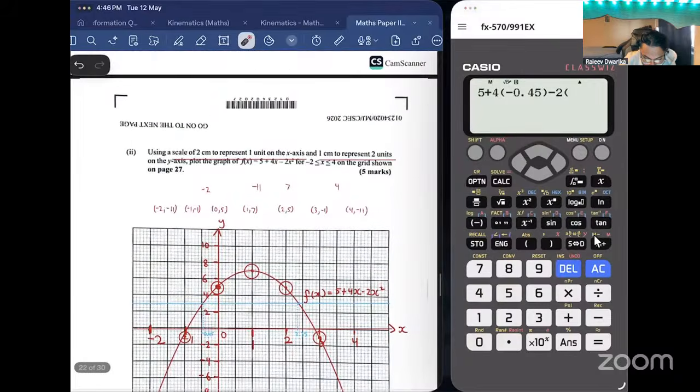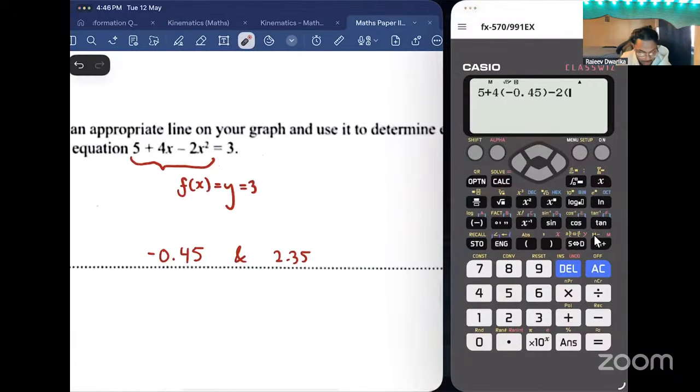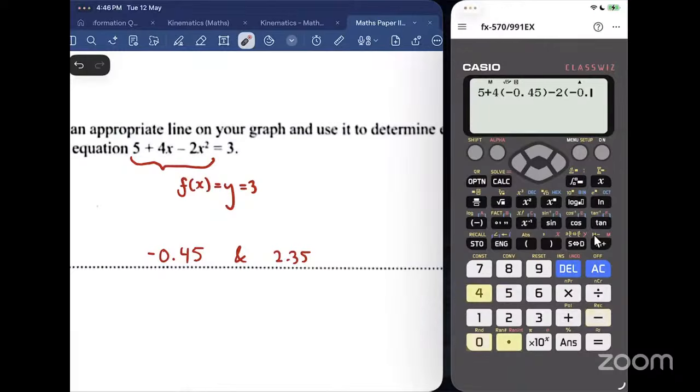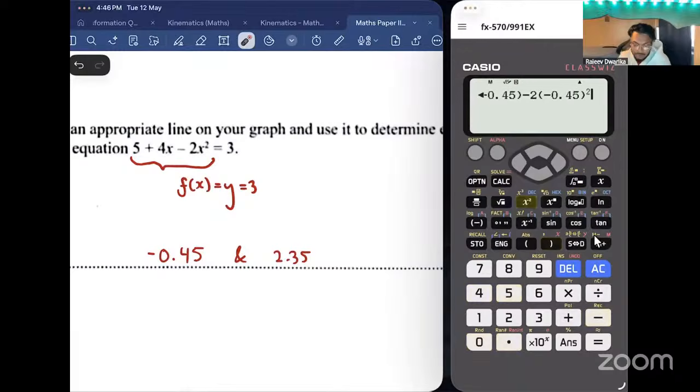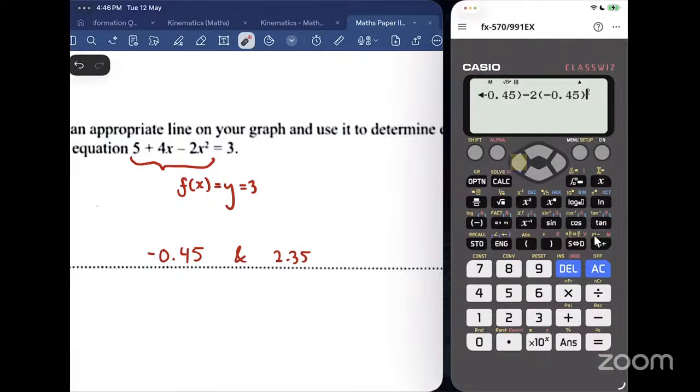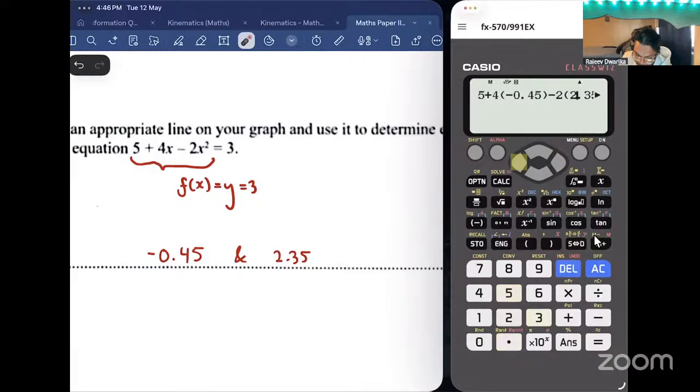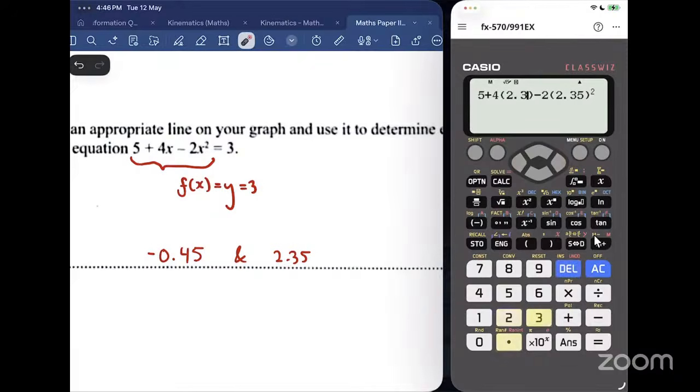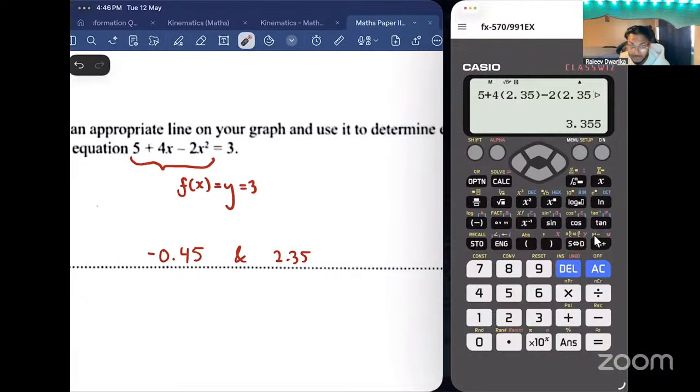Wait, let me check something. Alright, let me check this quickly. Minus 0.45. When I press equal, it should be approximately what value? 3. That will work. Like I said, I didn't draw the graph perfectly. And over here, if I plug 2.35 into it, when I press equal, it should be approximately what? 3. Again, I didn't draw the graph perfectly.